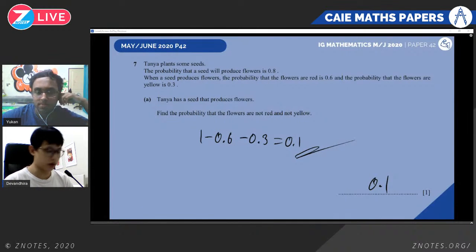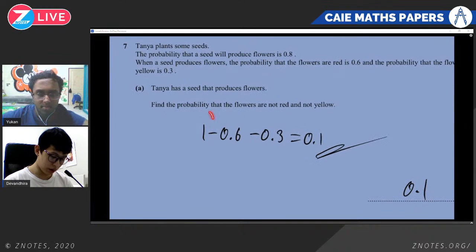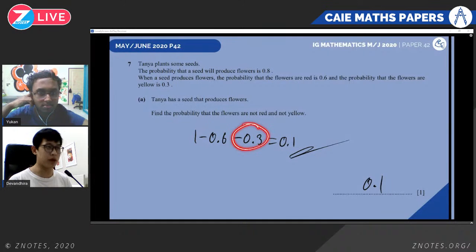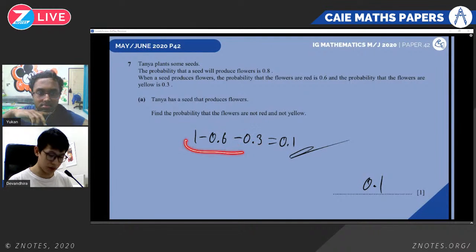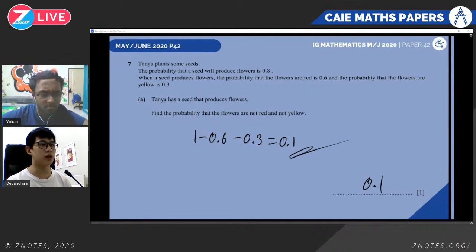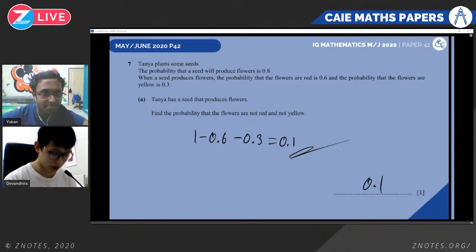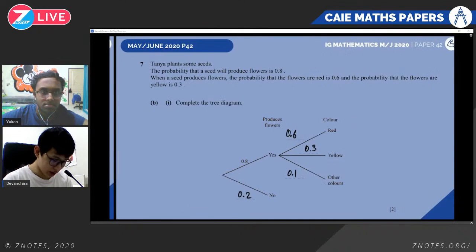So it cannot be red or yellow, correct? That means we have to take 1. 1 is the total possibilities, don't forget about that, minus the probability when it's red. So we have to take red off, 0.6. And we also have to take yellow off, which is 0.3. So in total, we have 1 minus 0.6 minus 0.3, and that's just 0.1. Is this the correct answer? Yep. Okay. Let's go for the next question.